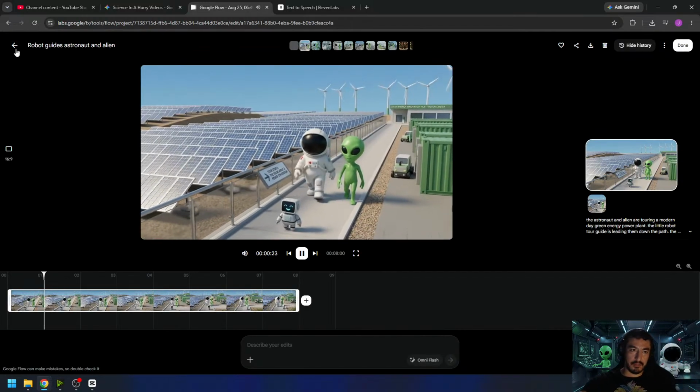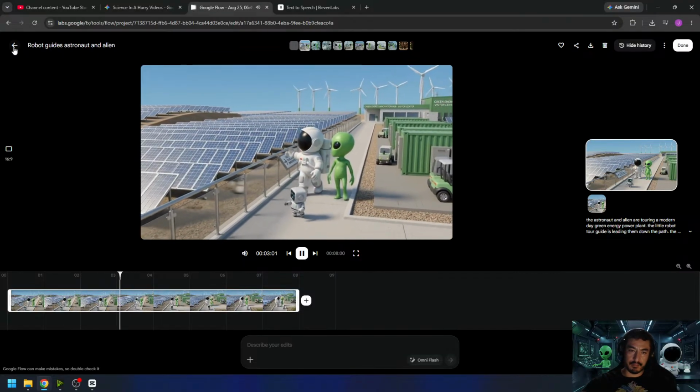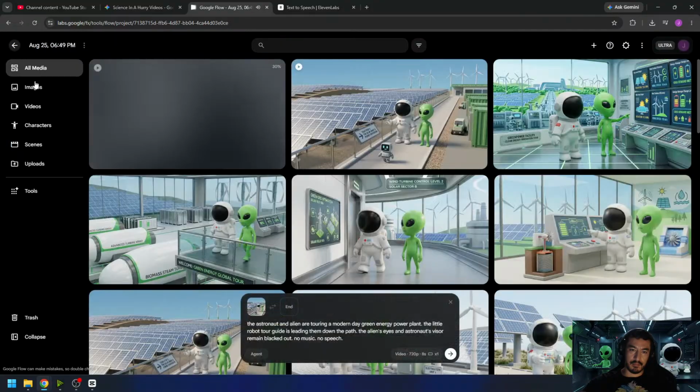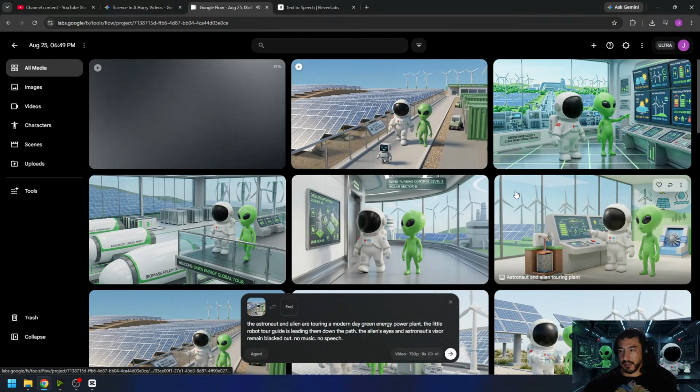Welcome to our solar array. It powers the entire facility. Next, we will see the wind turbine.